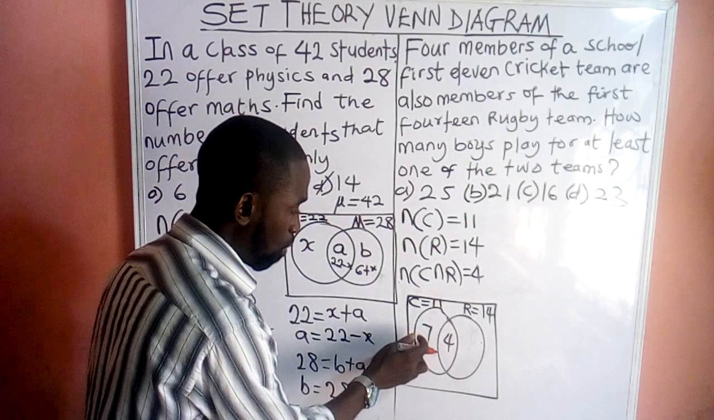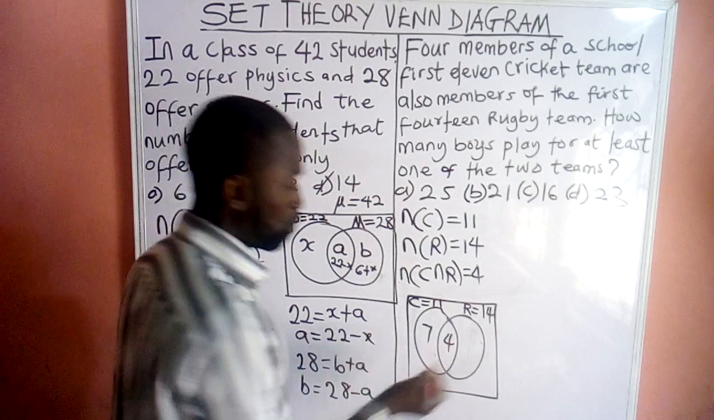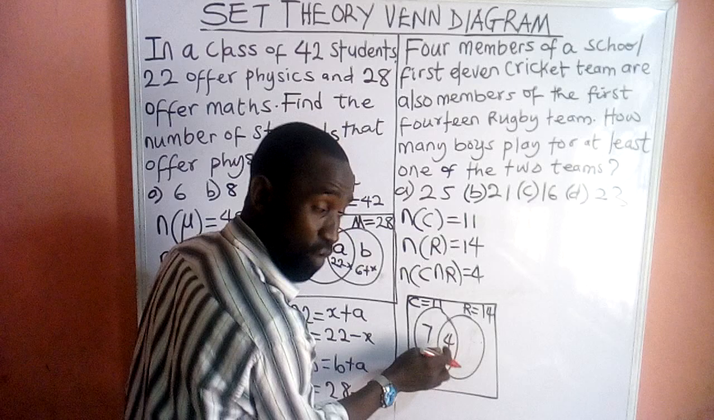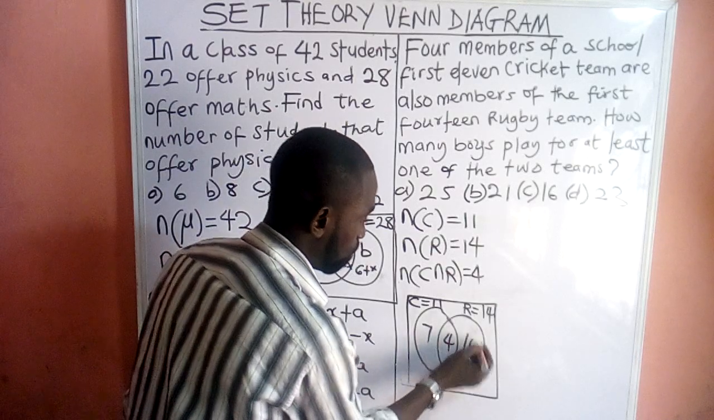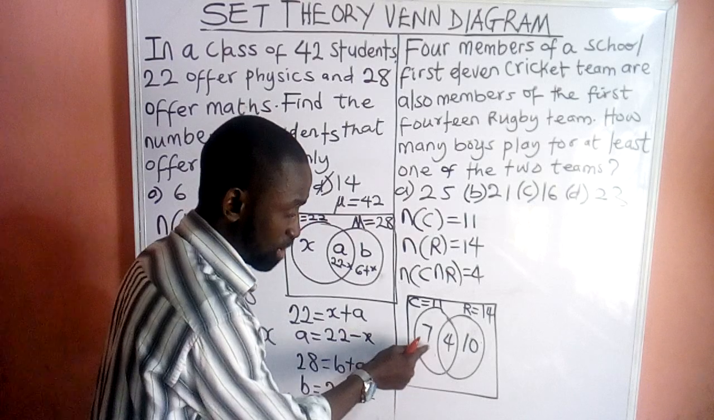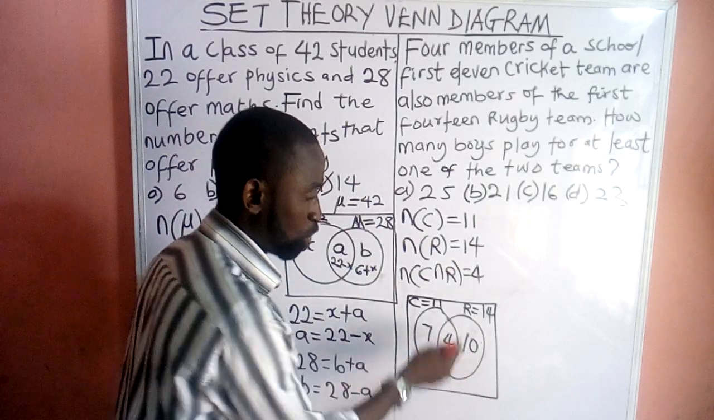Because 4 plus 7 gives us 11. So everything here is 14. Out of 14, 4 is out, so this place will be equal to 10. Do you understand what I'm trying to say? So cricket only is 7, and rugby only is 10.